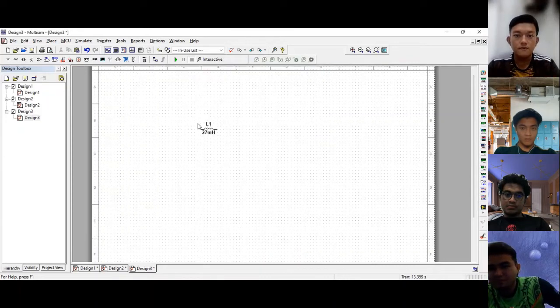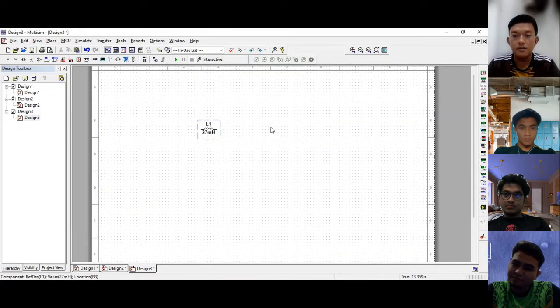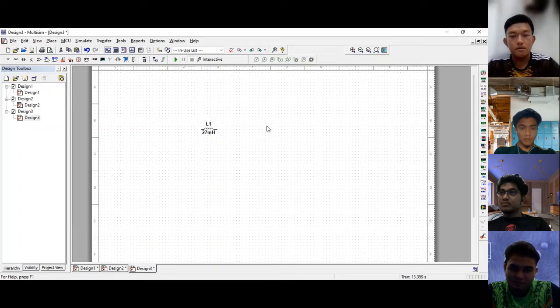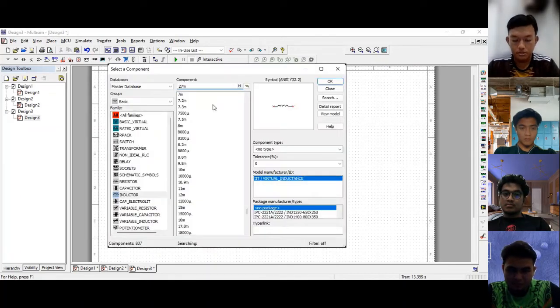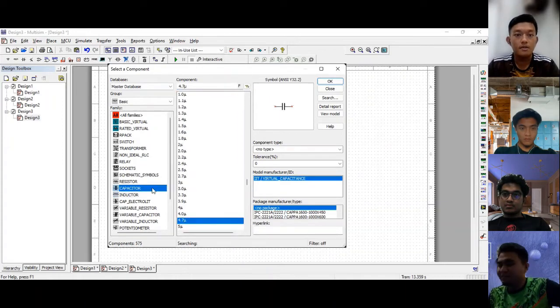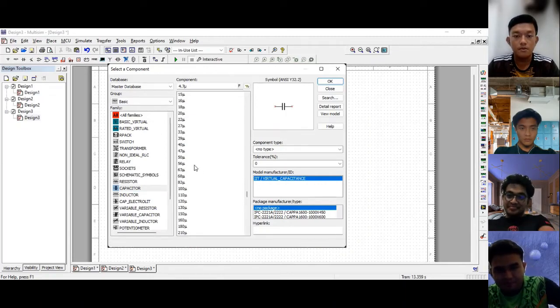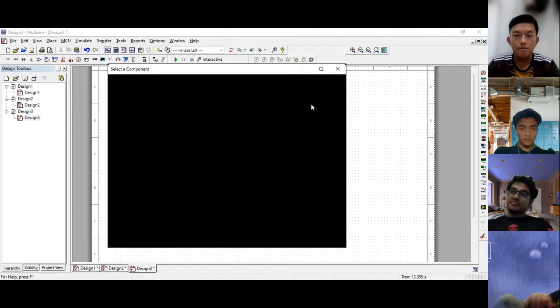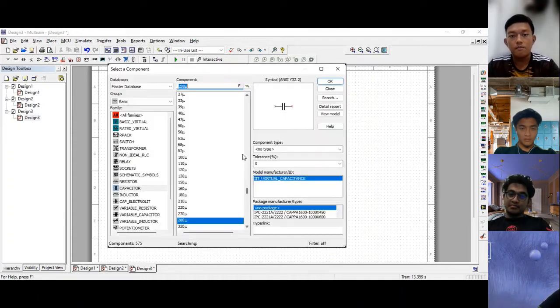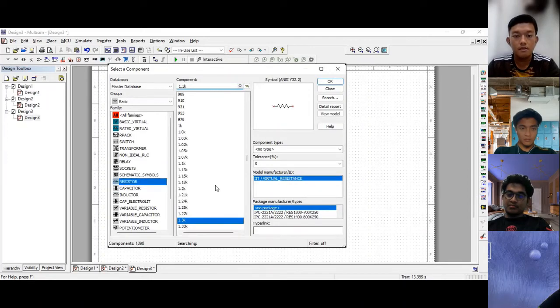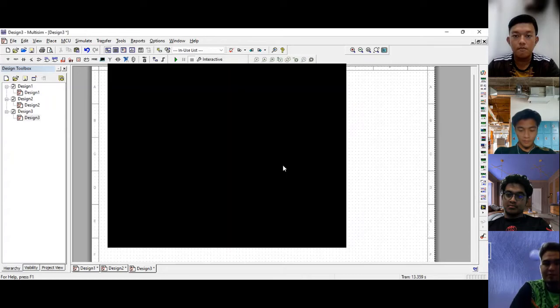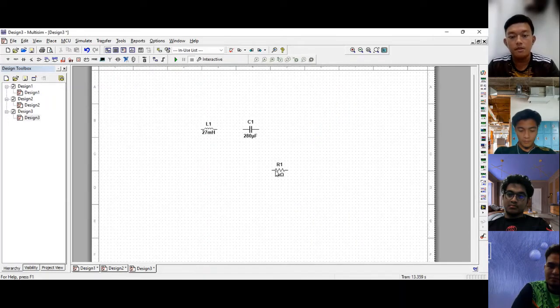Okay. First, we use an inductor. Then we choose a capacitor, any value. And then a resistor. Flip the resistor.